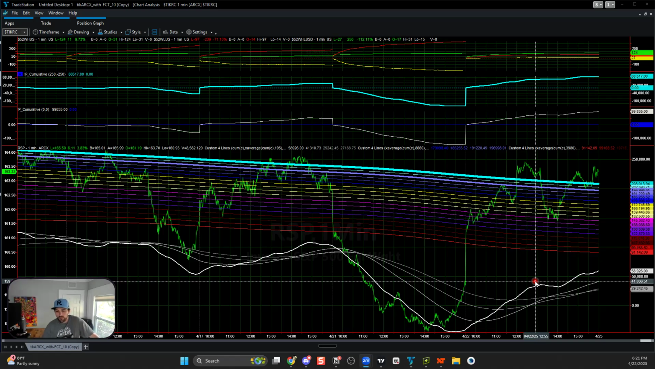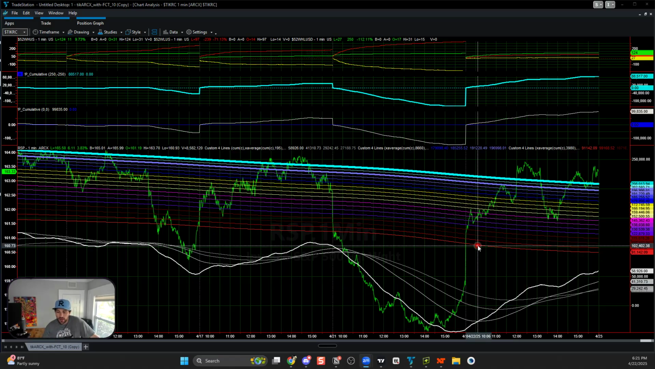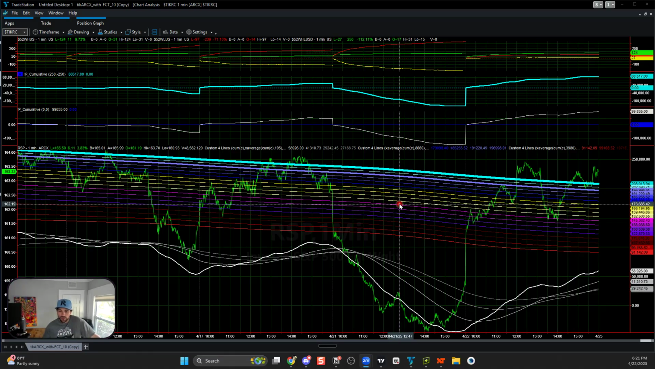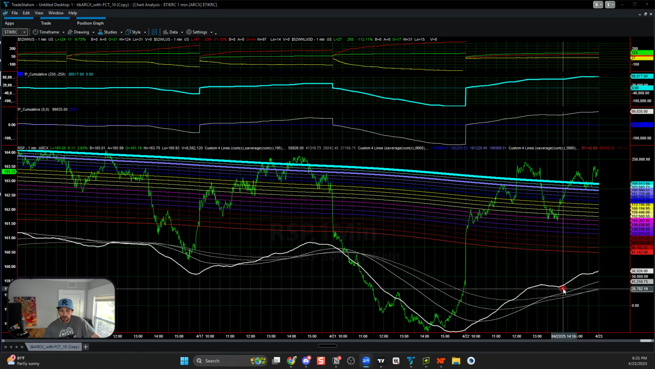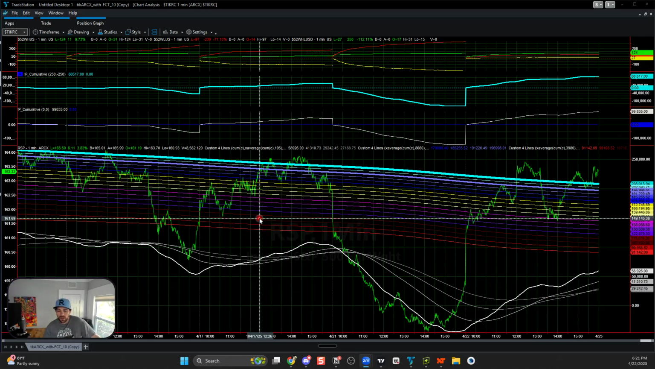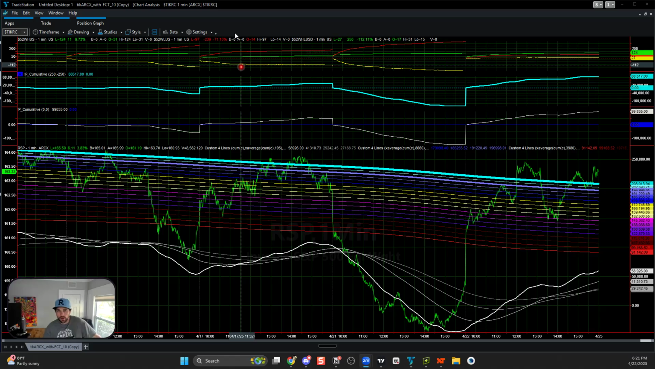Bulls are guilty until proven innocent. So I'm still focused more on an intraday time frame until we really start to see some progression, some continuation of the cumulative tick higher, and some improvement in the SPX structure. So that is what we are going to be looking for.